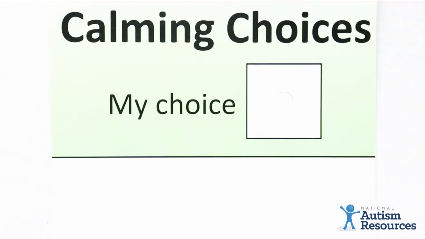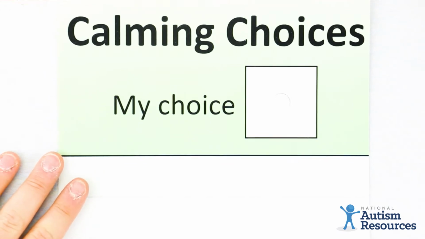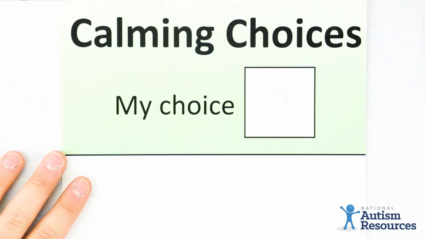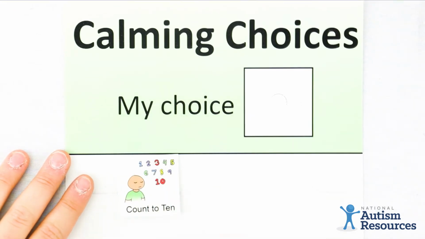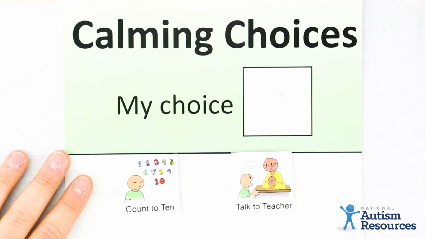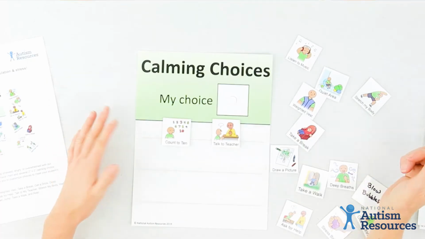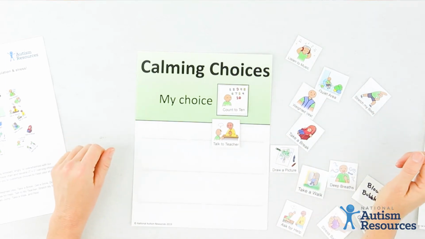When you first introduce the chart, you don't want to introduce all the choices at once. You might only want to start with one or two. For example, when I'm under stress, I can count to 10, or I can talk to my teacher. You can ask the student, let's practice counting to 10. So our calming choice is going to be to count to 10.